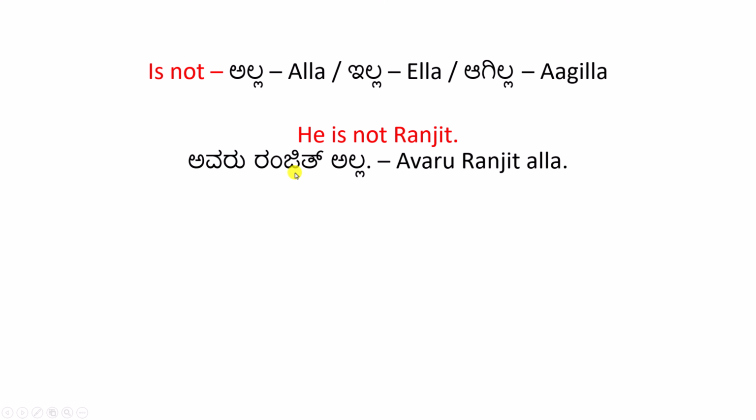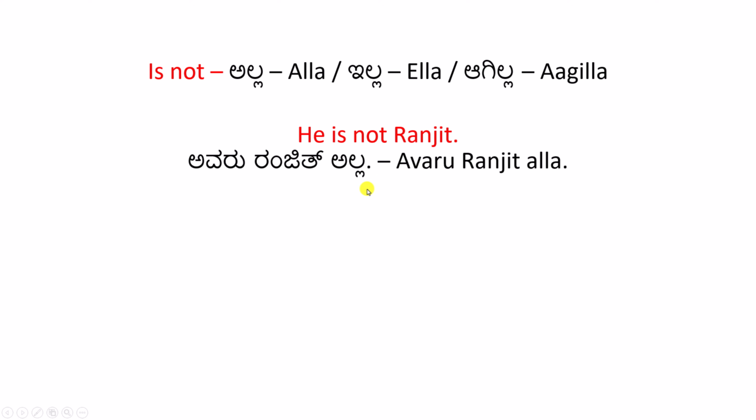Okay? Now, alla, illa and agilla have the same inherent meanings. Alla is not something. Illa is not present. Agilla is has not become or have not become. Alright? So here we are saying he is not something, and so alla is selected for is not.